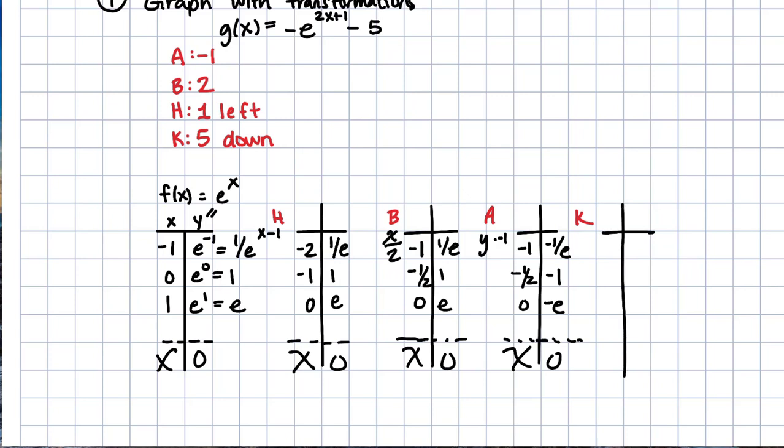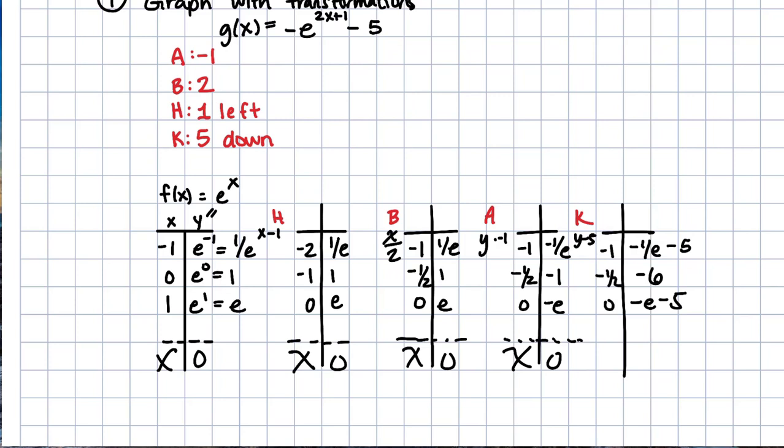Okay, now we're going to do our k shift, which is a 5-unit downshift, and subtracting 5 from the y coordinate is what's going to give us that. So we're going to have negative 1 over e minus 5. Negative 1 minus 5 is negative 6, and negative e minus 5 is the last coordinate.